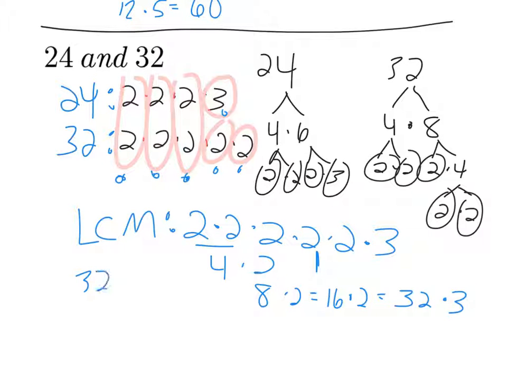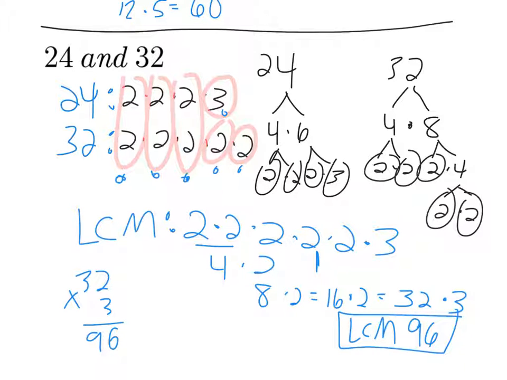So 32 times 3 equals 96. And then 3 times 3 is 9, so 96. So there's our LCM, 96. And there's our second example. 96 is the LCM.